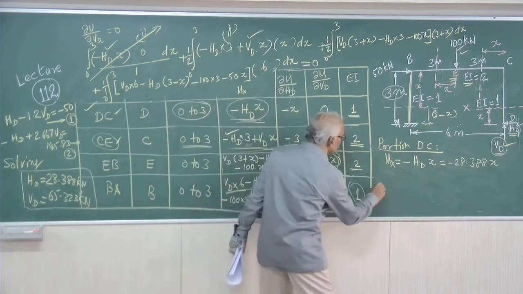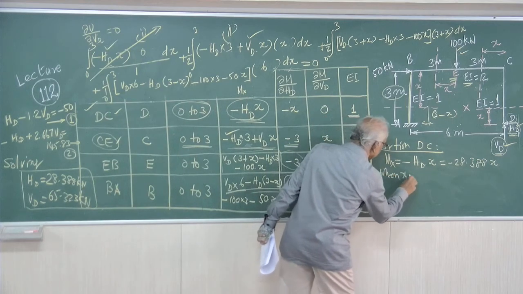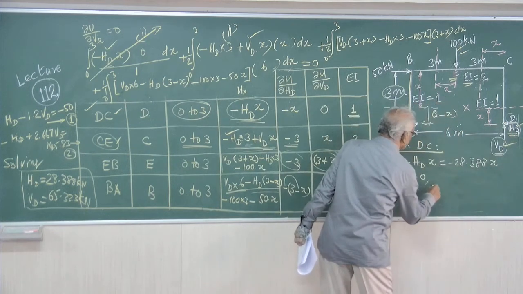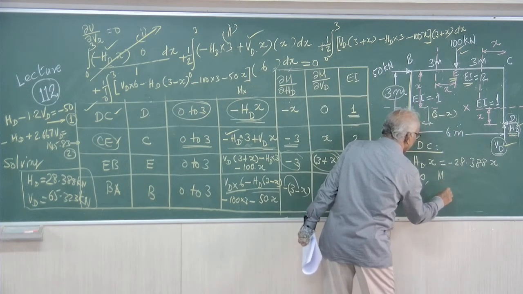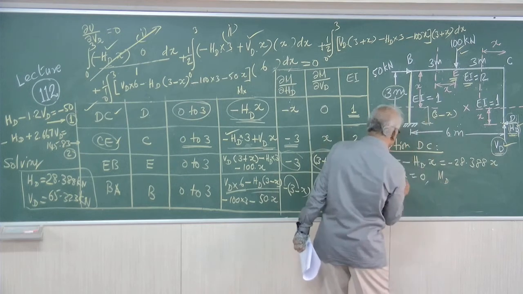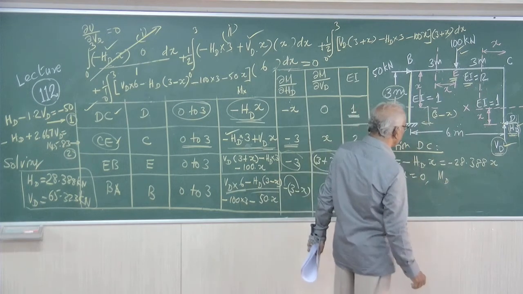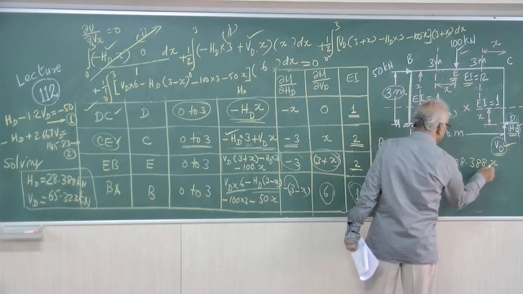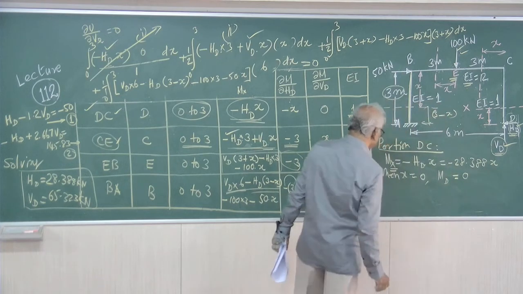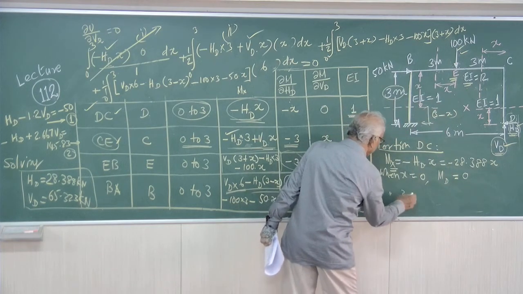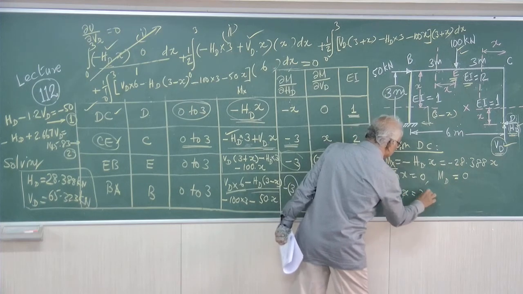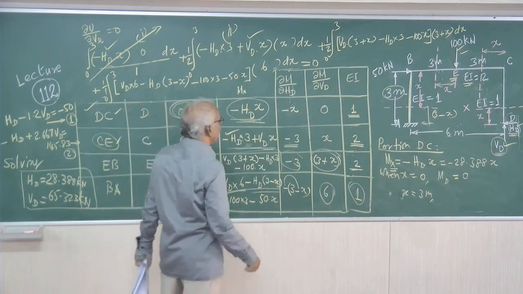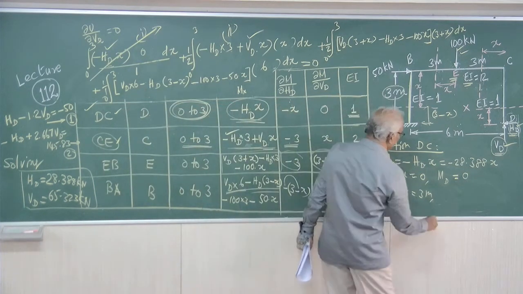Now, when X equal to 0, we are at the point D. So, that means Mx becomes MD. When X equals 0, you are at the point D. So, MD equal to 28.388 into 0, which becomes 0, right. When X equal to 3 meters, because X varies from 0 to 3 meters, you are at the point C.